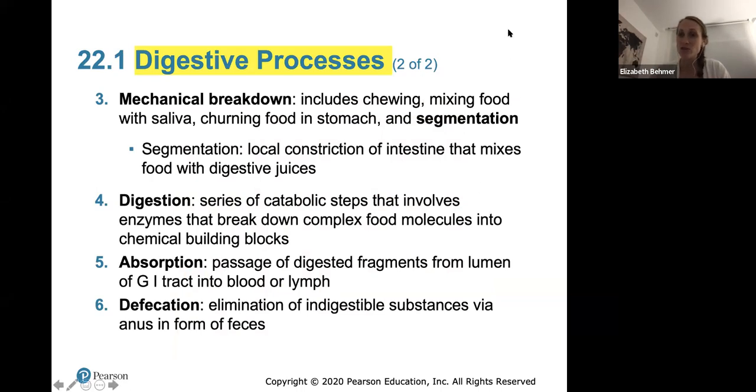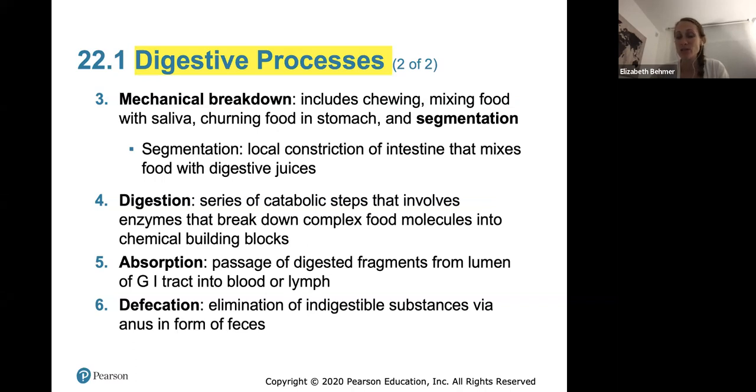Mechanical breakdown involves chewing, so basically the mechanical breakdown of the foodstuffs into smaller pieces. This starts in the mouth when we mix food with saliva, also churning and mixing food up in the stomach, as well as segmentation. This all falls underneath what we call mechanical breakdown. Segmentation is a part of this because it mixes the food with your digestive juices. Digestion itself is a series of catabolic steps, and we'll talk about what that means, that involves enzymes breaking down complex food molecules into chemical building blocks.